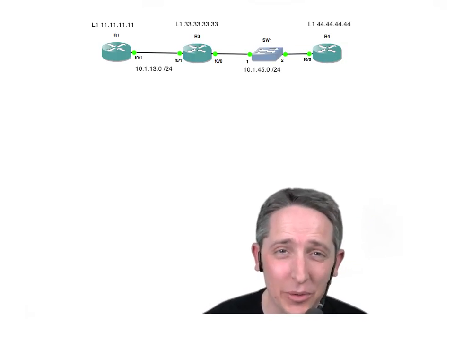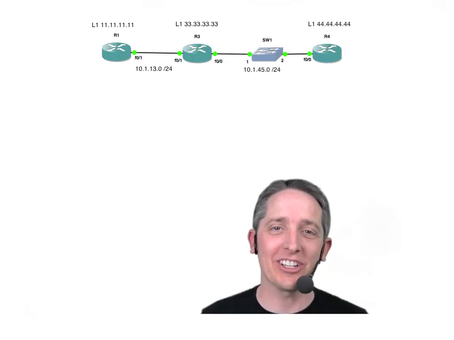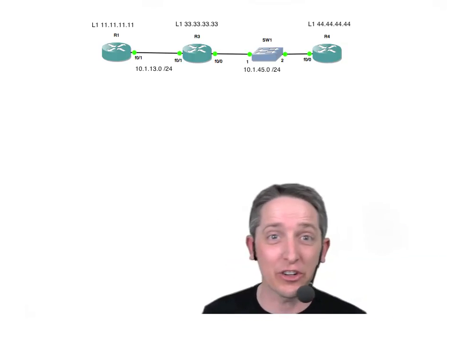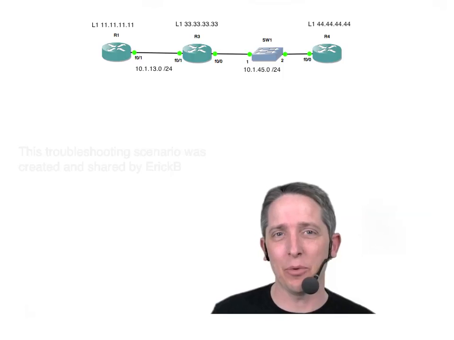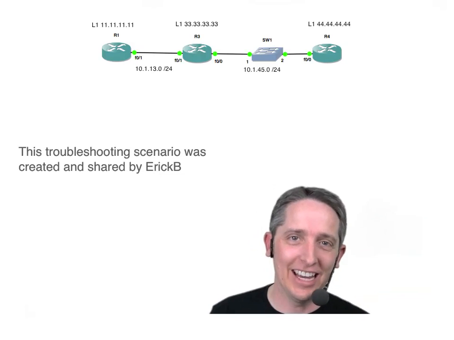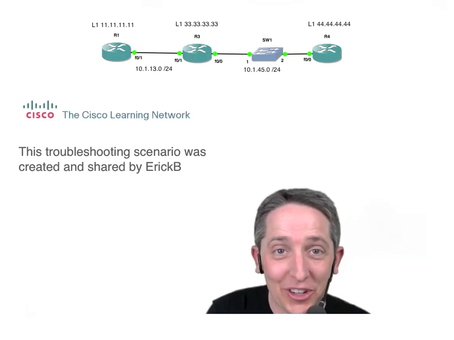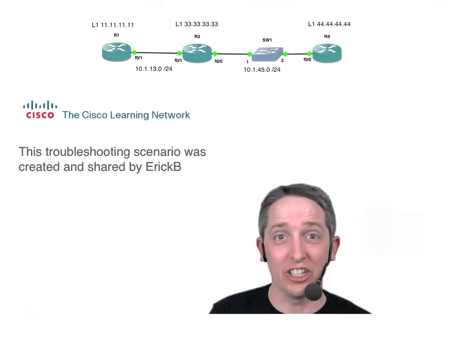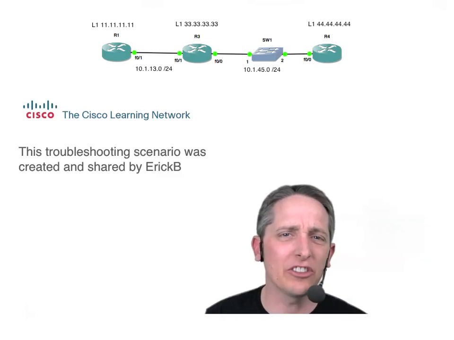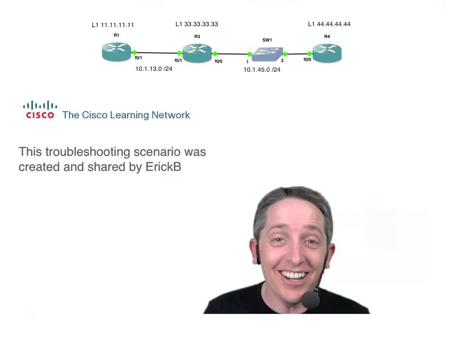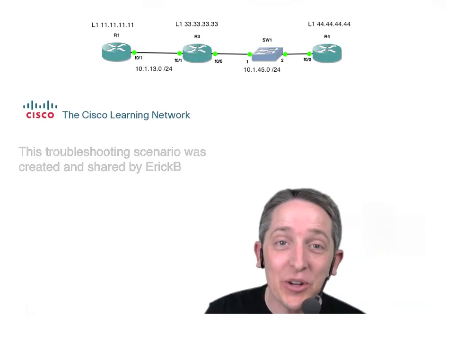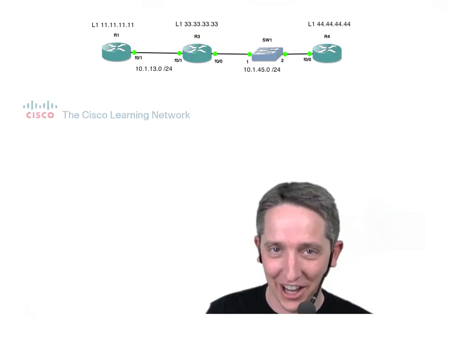Oftentimes in the networks we deal with, we didn't create the network. We're just called in to fix it or configure it or troubleshoot it. In this example, we're going to go through a troubleshooting exercise that Eric, courtesy of the Cisco Learning Network, provided as a challenge. It was a fantastic lab. It involves 3 simple routers and tons of great problems. Join me as we walk through the process of troubleshooting.